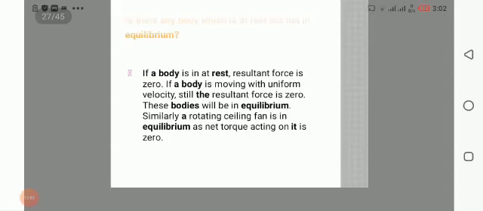Is there any body which is at rest but not in equilibrium? If a body is at rest, the resultant force is zero. If a body is moving with uniform velocity, still the resultant force is zero. These bodies will be in equilibrium. Similarly, a rotating ceiling fan is in equilibrium as the net torque acting on it is zero.